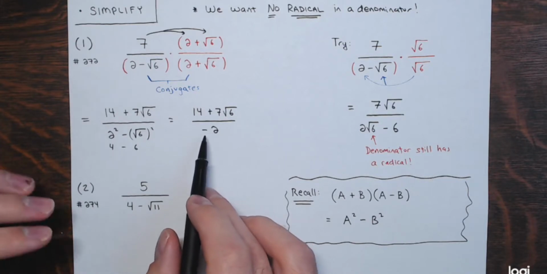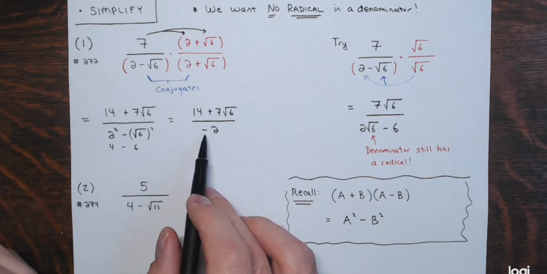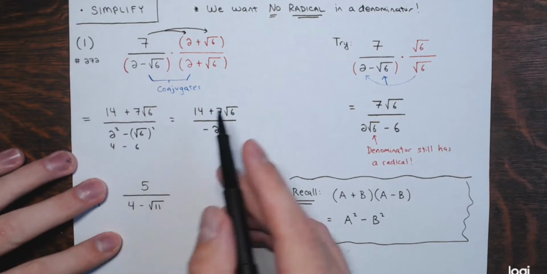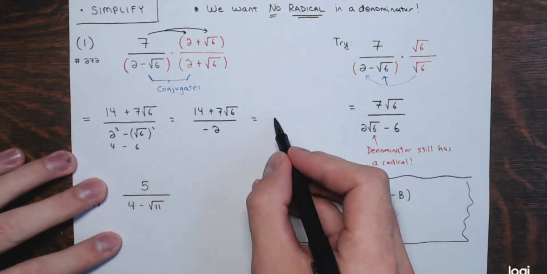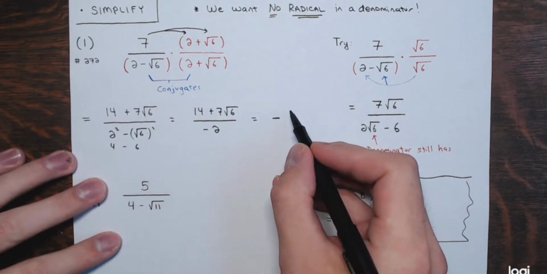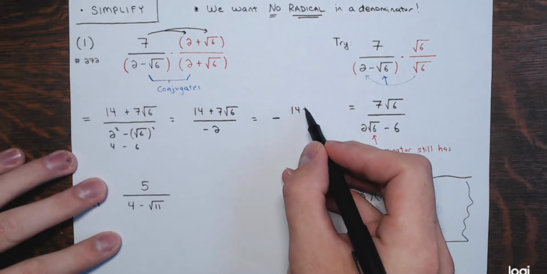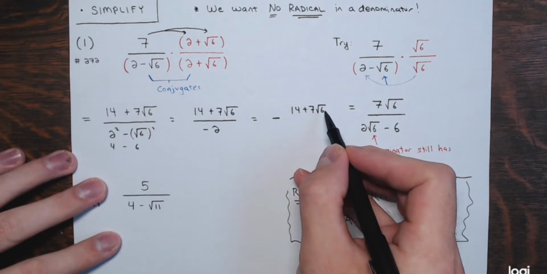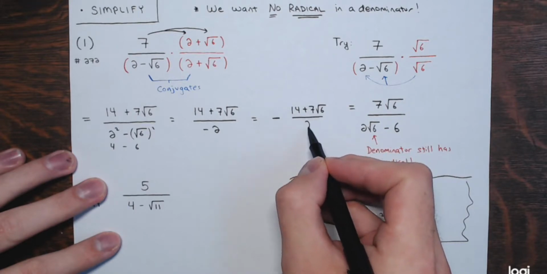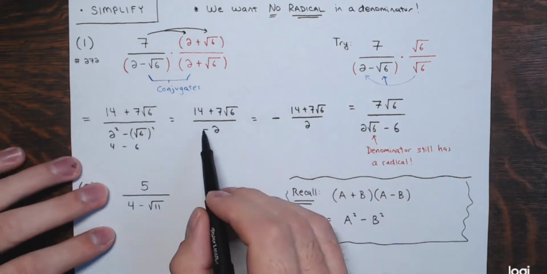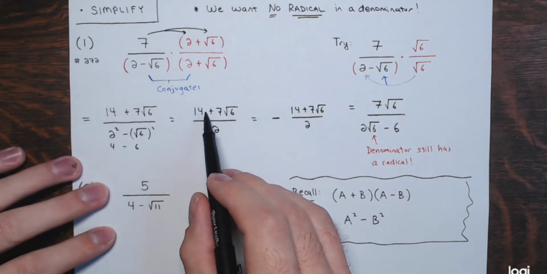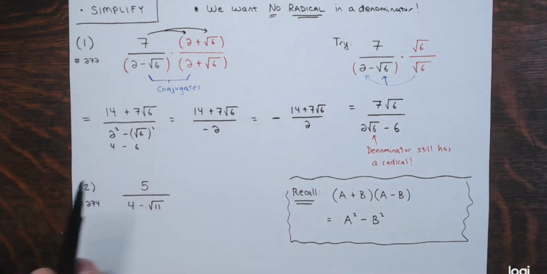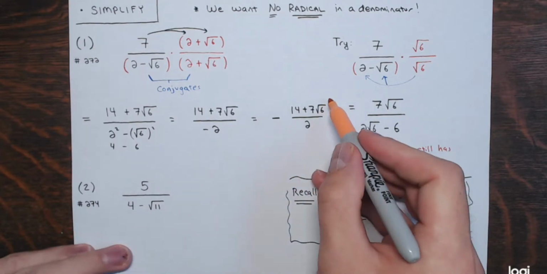Now, I personally do not like having a negative coefficient in the denominator, so I'll just move that out in front of the fraction here. So this is negative, and then 14 plus 7 times the square root of 6 divided by 2. Or you could put the negative in the numerator and make it negative 14 minus 7 root 6 all over 2, but either way is fine. And there you go.